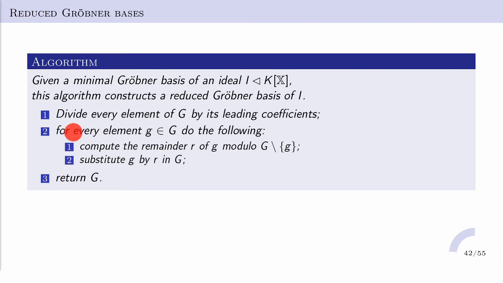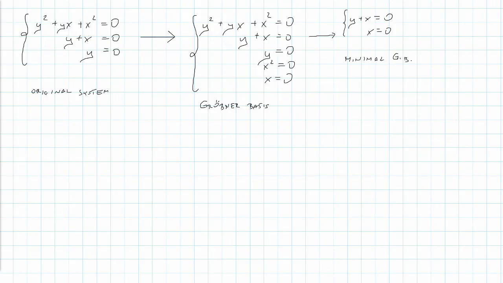After doing it for all the elements, we arrive at the reduced Grobner basis. Once again, let me show it on the example. I will continue the previous example. So now I will have the leading monomial is here and the leading monomial is here.